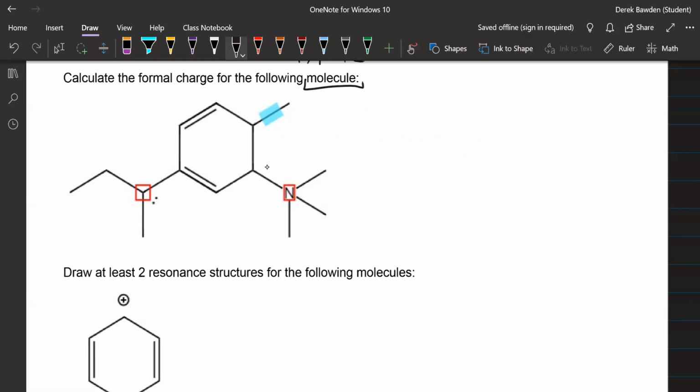But let's figure out what the charge is on this carbon. To calculate formal charge, you want to do how many bonds something wants minus how many electrons it owns. So how many bonds or electrons does carbon want to own?